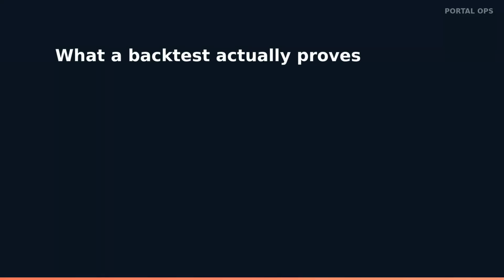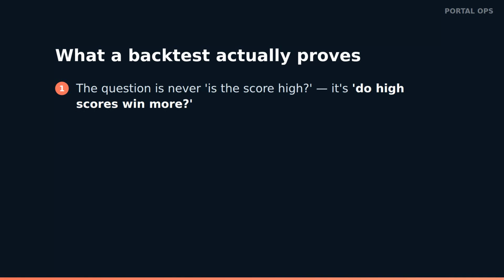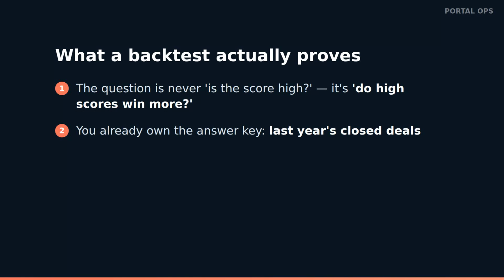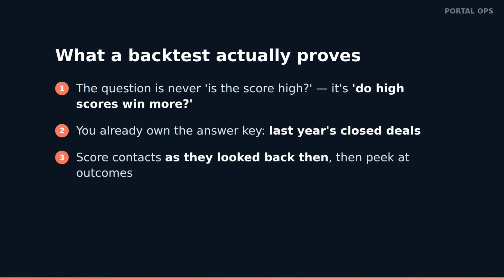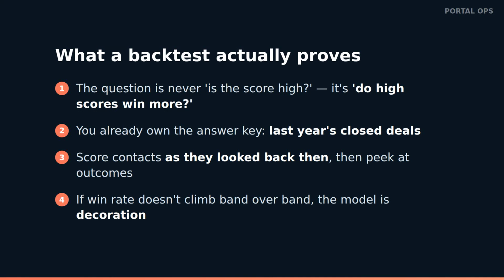The idea is simple. A scoring model is a prediction machine. It claims that contacts scoring 80 will become customers more often than contacts scoring 20. And you already own the answer key. Every deal you closed or lost last year. So run the machine on the past. Score last year's contacts using only what you knew about them at the time. Then check whether the ones your model would have loved actually won more. If win rate climbs as the score climbs, the model carries signal. If the bands all close at roughly the same rate, your score is decoration, a number that makes dashboards feel scientific while telling sales nothing.